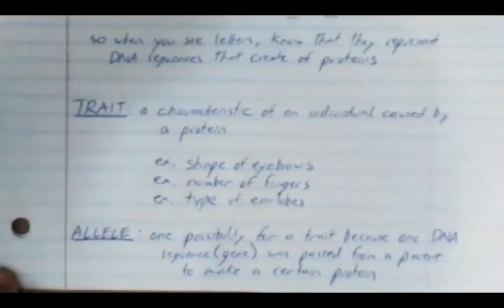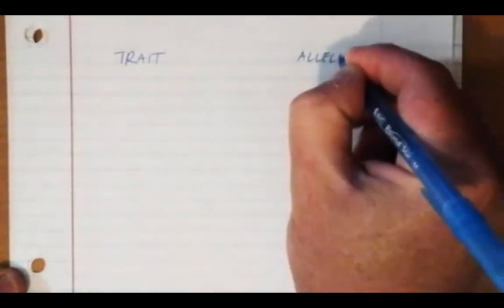So let me give you some examples. This might actually help by doing some examples here. I'm gonna zoom out just a little bit. Maybe that'll make it a little less grainy. Okay, so let's put 2 categories here. On this side, I'm going to put trait. On this side, I'm going to put the alleles for that trait.